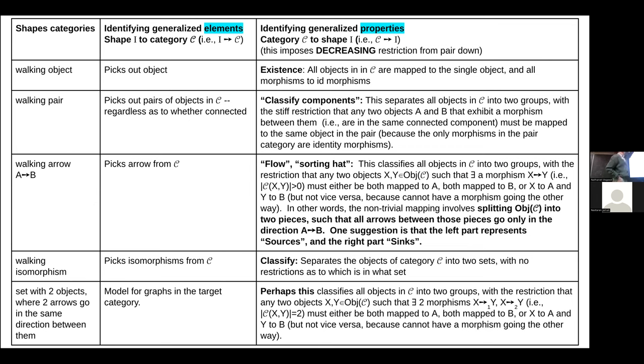If you have shape into a category, those are the first ones we looked at, where you're finding the arrow in the downstream category. Like, walking object picks out objects. It identifies each object. There's a functor from the shape category to this other category, so from the walking object to this other category for each object, right? And each one of those picks out a specific object in the target. For walking pair, it picks out pairs, regardless of whether or not they're connected, right? It doesn't care about connected, it just picks pairs.